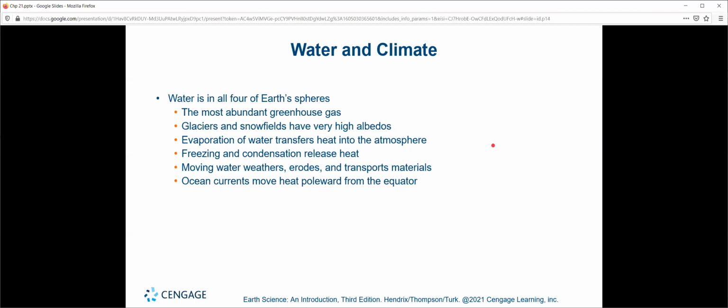So, we've talked about climate change. Climate change has a big effect on the Earth, and one of the biggest things that we care about with the Earth as living creatures is the water. Climate change very much affects water, right? If the climate's cold, you get glaciers. Climate's warm, water evaporates faster. So let's talk about water in all four of Earth's spheres.